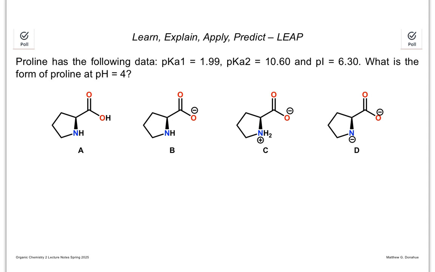So the rest of these questions I'll let you do on your own so that you can draw that scale out, stick the pKa values in, stick the pI value in, look at what pH you're prompted to consider, and then go through the choices.